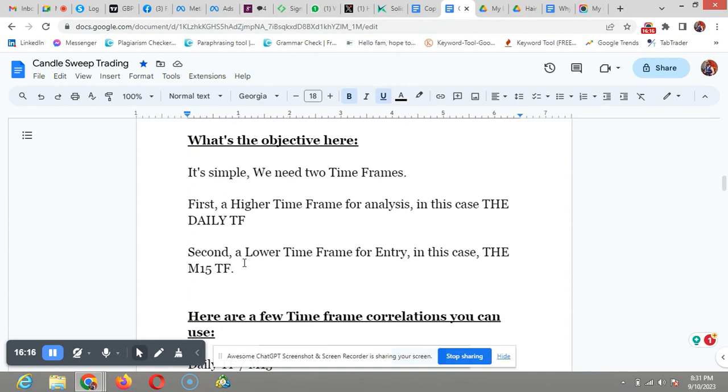So in this system, we are using only two time frames. The first time frame is the daily time frame for analysis, and the second time frame is the 15 minutes time frame for entries. I hope this makes sense. All right, cool. So these are the two time frames we'll be using for this system.